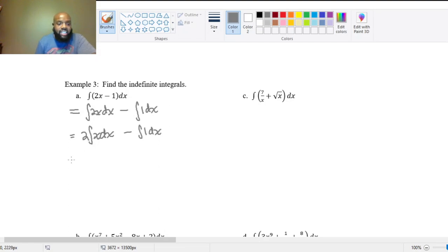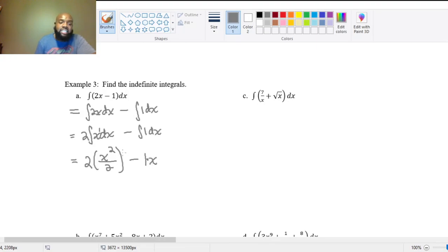So now I can take my antiderivative, right? Well, this is a 2 here, so that 2 is going to stay there. There's that constant multiple rule. And the antiderivative of x to the first power, well, I increase that power by 1, which is 2, and I divide by 2, and that's going to give me my antiderivative. And the antiderivative of a constant is that constant times x.